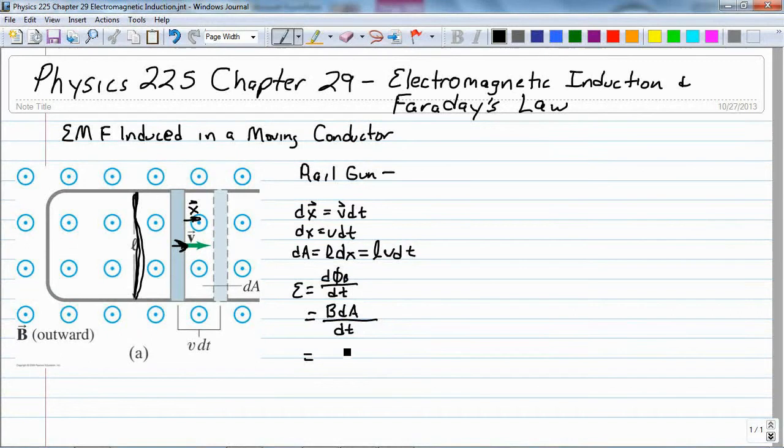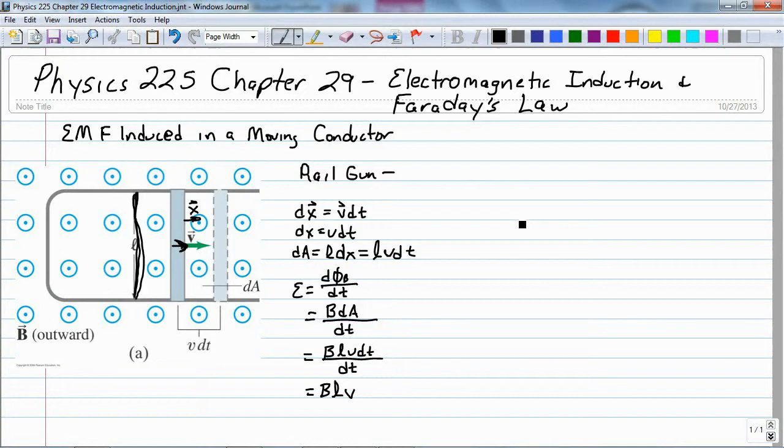And if I substitute, and notice that I have dt on the top, dt on the bottom. Those are going to cancel out, and my induced potential is equal to the strength of the magnetic field times the length, or the separation, of these two bars on this U shape times the velocity. Very simple formula for how this bar would move.